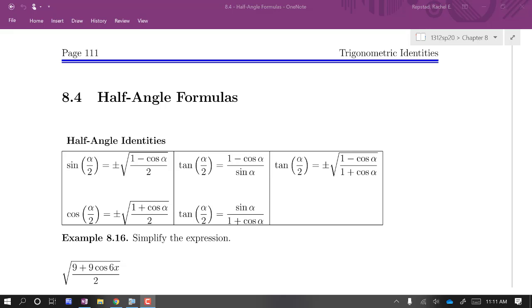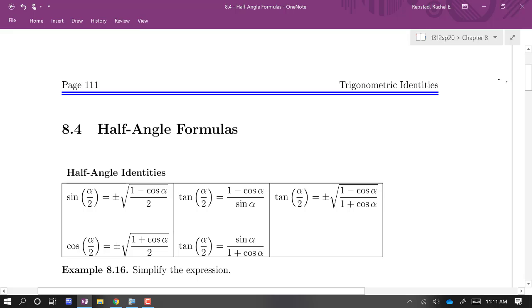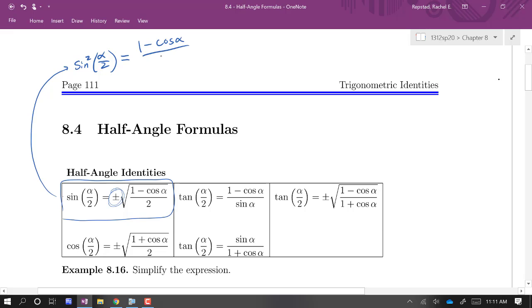So in our text, they use the identities that look like this. Sometimes I think of them as, I'm going to just take the sine version, for example, and rewrite it up here. If you square both sides, then on the left side you get sine squared of alpha over 2 equals, and when you square on the right side, you square the square root, so it gets rid of the radical, but also regardless of whether it's positive or negative here, when you square it, it'll be positive. So sine squared of alpha over 2 is 1 minus cosine alpha all over 2.